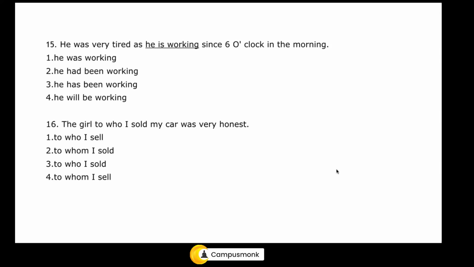Clear? Moving on to the next question, it says he was tired as he's working since 6 o'clock in the morning. You have to change the underlined part. The underlined part is an error, okay? So that is the error in the statement. You have to correct it using the following options that are given below.